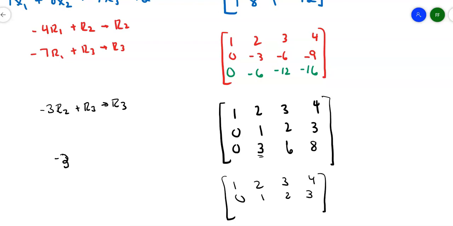So I'm back to where I was before. Negative 3, negative 6, negative 9. Combine that with 3, 6, and 8. And you notice I end up with 0, 0, 0, negative 1.